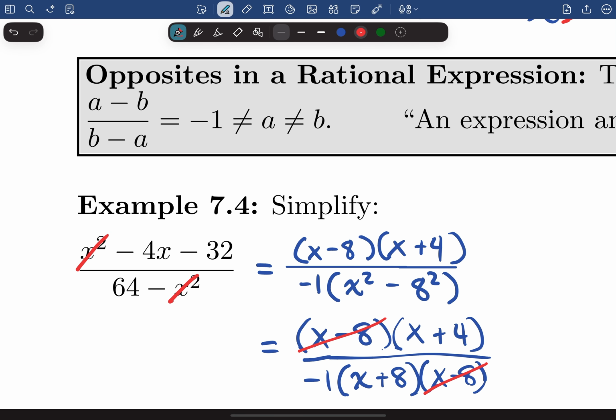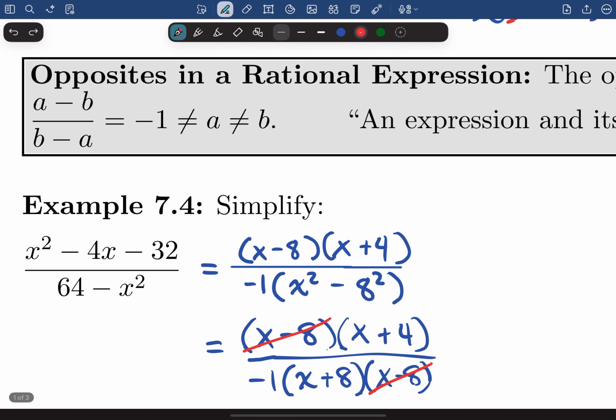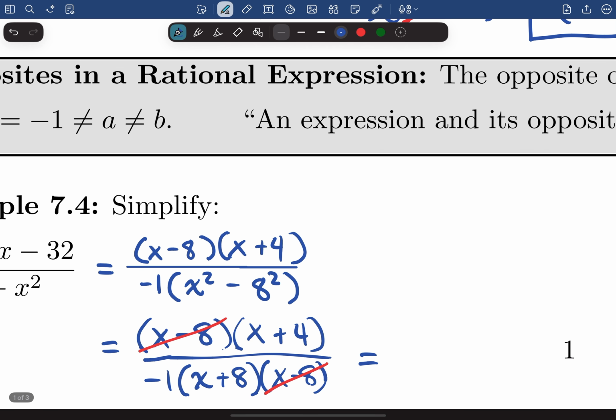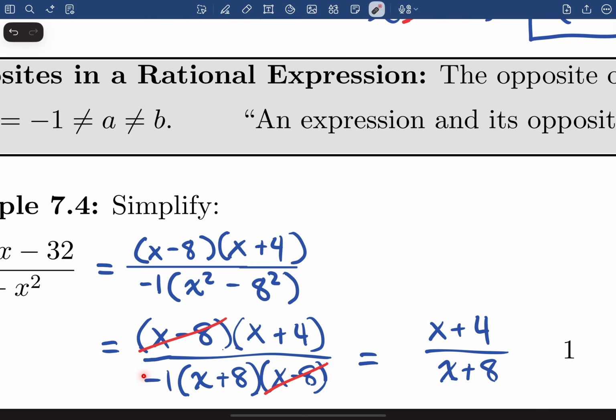And if you try to do that, you just killed a kitten. Don't do that. Stop. So now we move forward, and all we have to do is clean this stuff up. I've got an x plus 4 factor on top, and that's divided by an x plus 8 factor on bottom. And then this negative 1 right here, right?